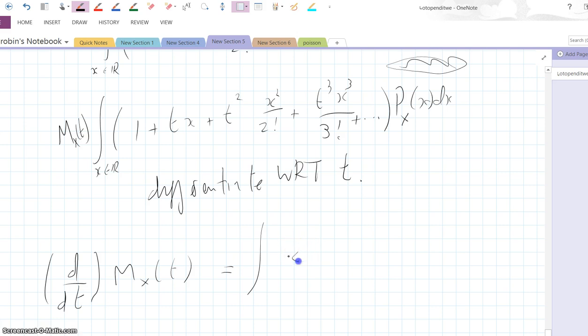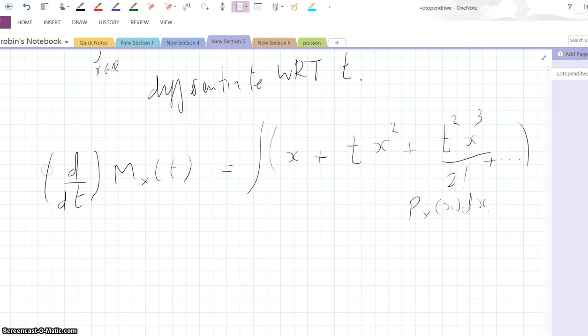So it's x plus, what's this one? That's going to be t times x squared plus, what's this one? That's going to be t squared x cubed over 2 factorial plus dot dot dot, and all of that times p sub x of x dx. Sweet. Well, that's great, isn't it?